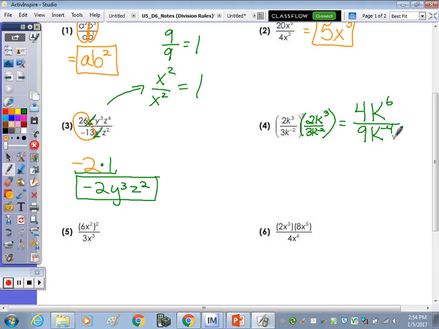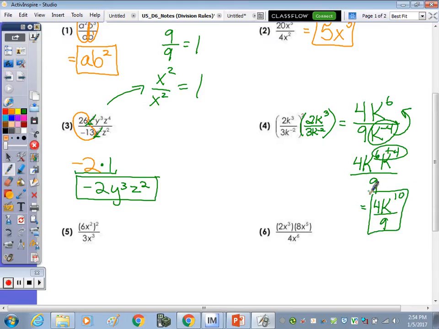Then divide. But can you divide 4 by 9 and get a whole number? Can you reduce the fraction? Do 4 and 9 have any common factors? No. So we leave it 4/9. This k to the negative 4 is going to move where? Up top, so it becomes 4 k to the 6th, k to the 4th over 9. So final answer is going to be 4k to the 6 plus 4, 10 over 9.